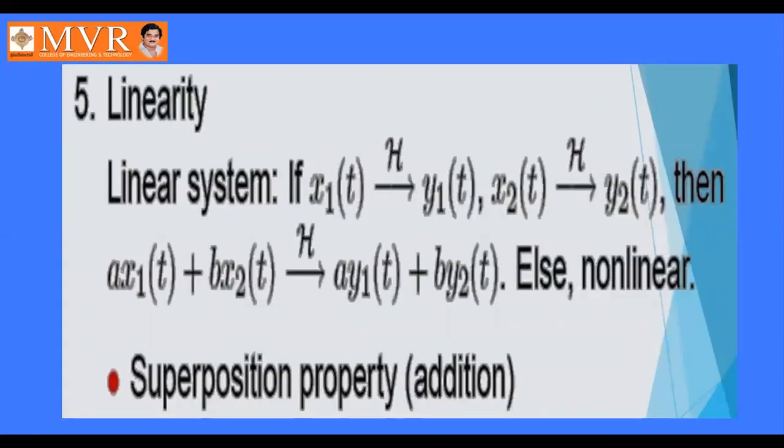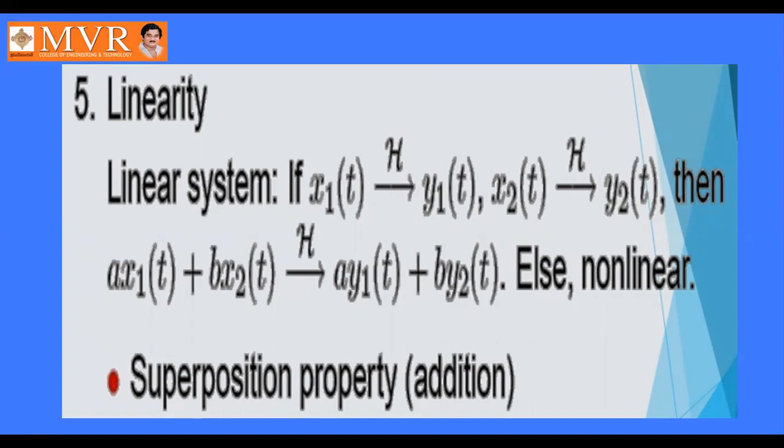Next, the linearity property. What is meant by the linearity property? The system is said to be linear if it obeys the superposition and homogeneity property. Then that is called the linearity property. Linear system.